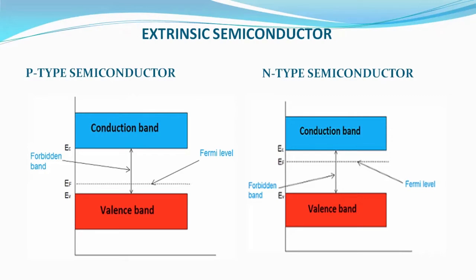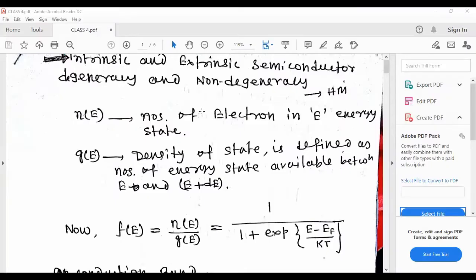Okay, let us have a look at some mathematics here. We have some knowledge about the Fermi-Dirac distribution function, which is f of E equal to 1 upon 1 plus exponential of E minus EF upon kT. Now let's consider two parameters here. One is n of E, which is the number of electrons in the E energy state. Suppose we have considered some energy state E. Now, what is the number of electrons available in the energy state E?